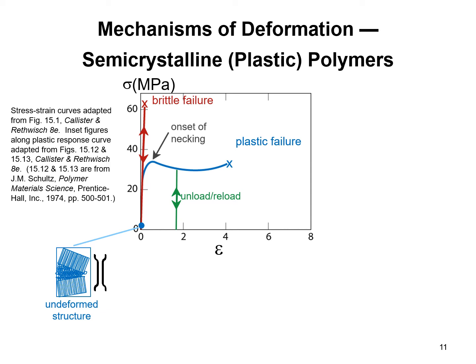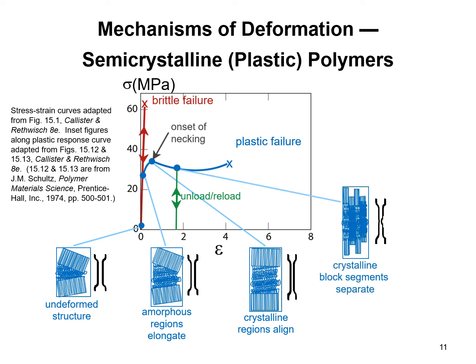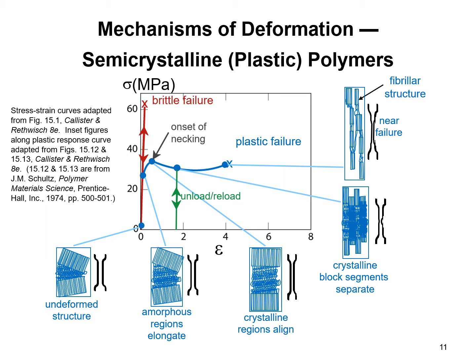So at initial state, this is what the undeformed semicrystalline polymer looks like. At a point here, there is an amorphous region that is elongating. At this maximum, or at the onset of necking, the crystalline regions are becoming aligned. And the crystalline block segments are separated at almost failure. And when it achieves the plastic failure, we have the fibrillar structure at the near failure point.